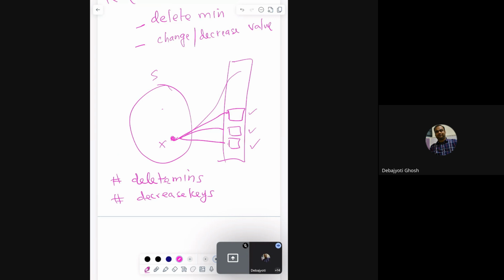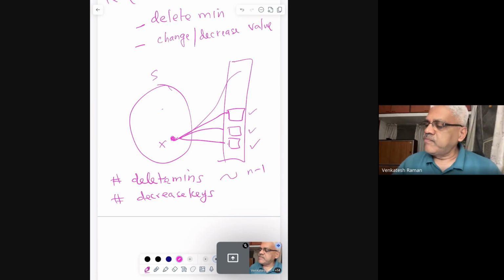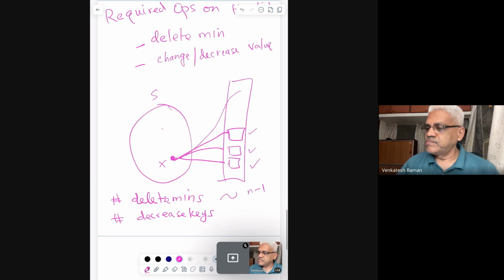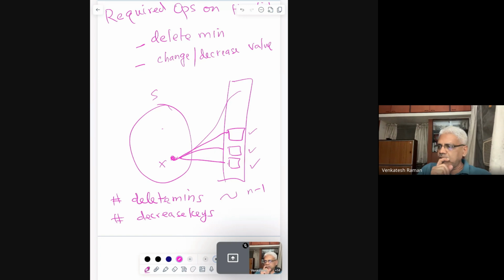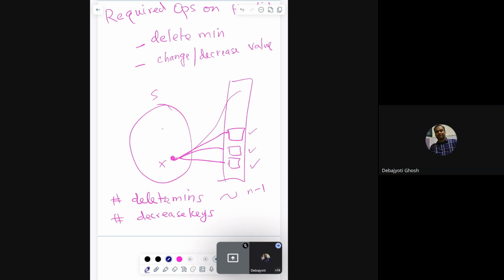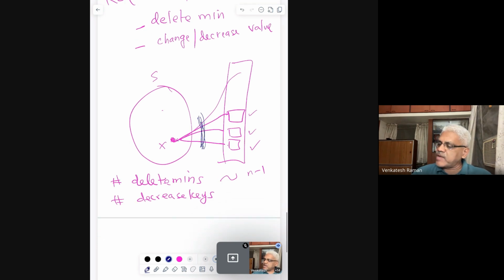N minus 1. How many times do you do delete mins? It's n minus 1, once every time in the loop. How many times do you do decrease key? Look at it: m times. Yes, because of the summation of degrees. Once you include a vertex, you look at its neighbors. So it's degree many times, summation of degree, so that's order m.